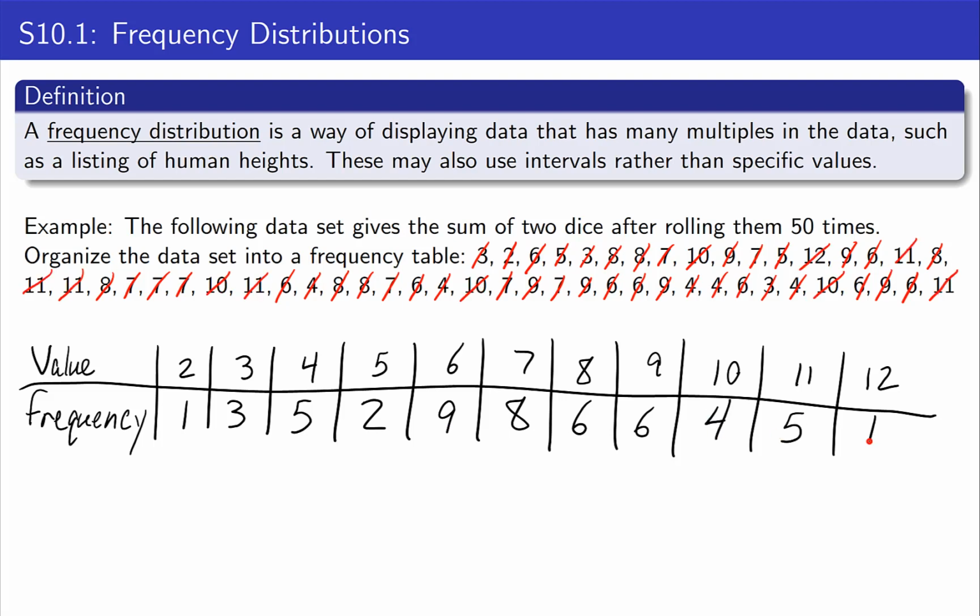Now that my chart is complete, it's not a bad idea to just add up all of these numbers in your frequency chart and make sure that you get the same number of data points as you did in the original picture. And if I add all those up, sure enough I get 50, so this frequency chart is all that I need.